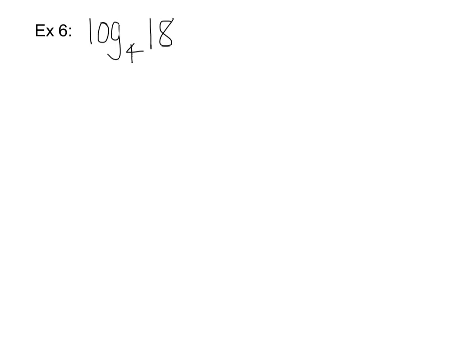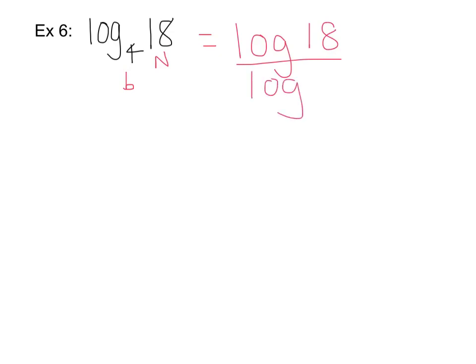In this example, there's no way I can make both 4 and 18 have the same base, so the only way I can do it is using my calculator. So 4 is my base, 18 is my number, so I write the log of 18 divided by the log of 4, and the only way you can do this problem is with the calculator. So you write log 18, close the parentheses, divided by log 4, close the parentheses, and you get some crazy decimal, and your answer is 2.085.